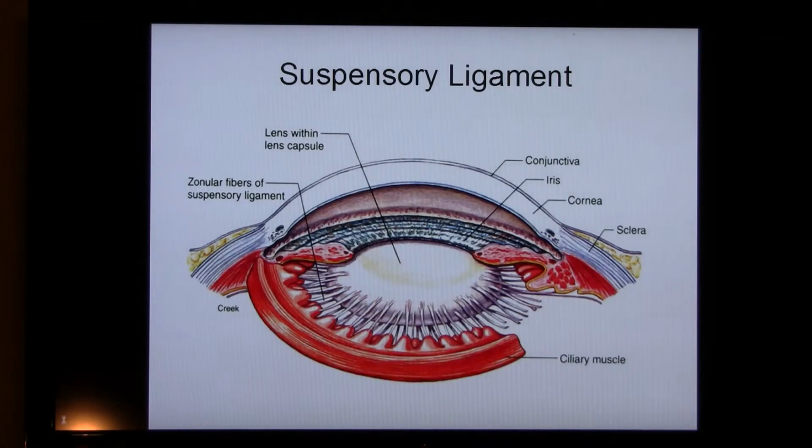And the next slide is the suspensory ligaments. They are long, thin fibers which connect the crystalline lens to the ring of the ciliary muscles, which loosen or tighten based on the ciliary body contracting or relaxing the lens. And in this photo, they are the gray finger-like figures that are attached to the ciliary muscle.